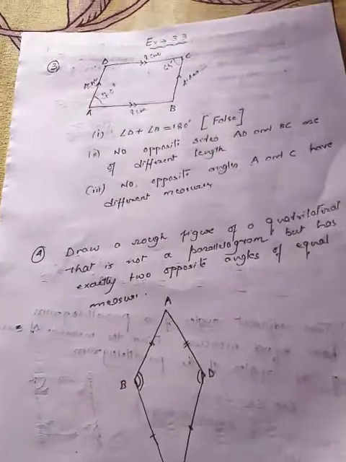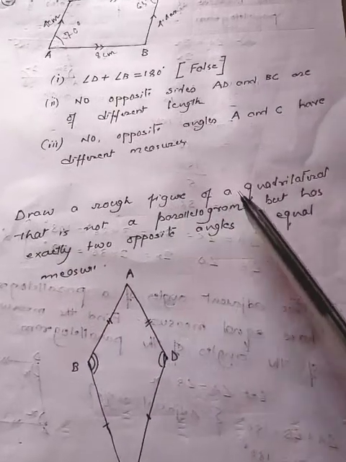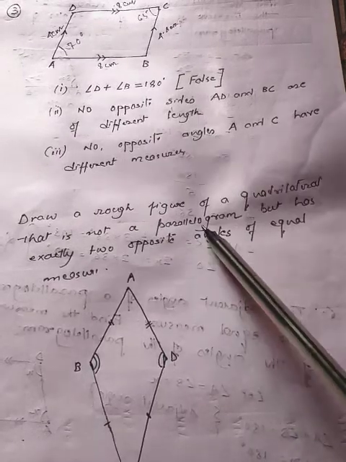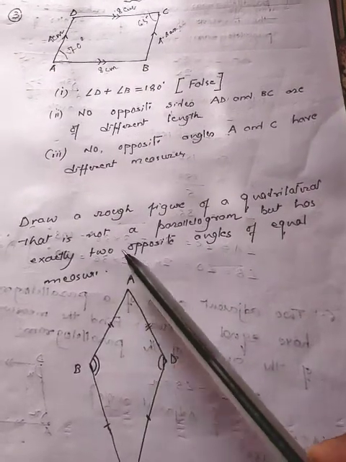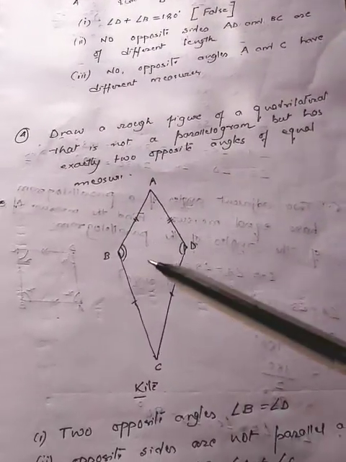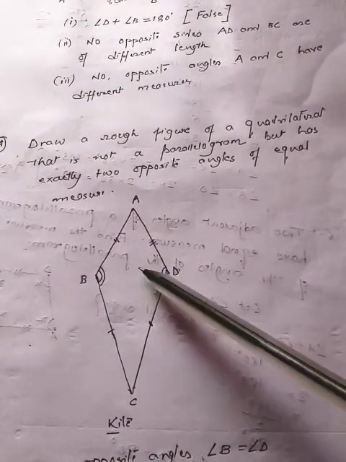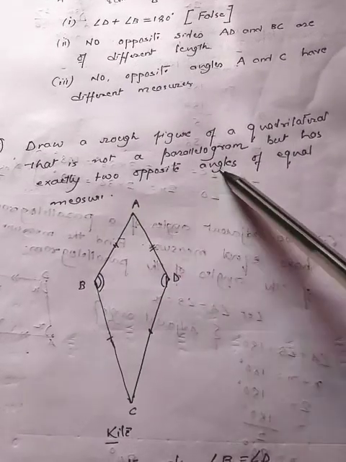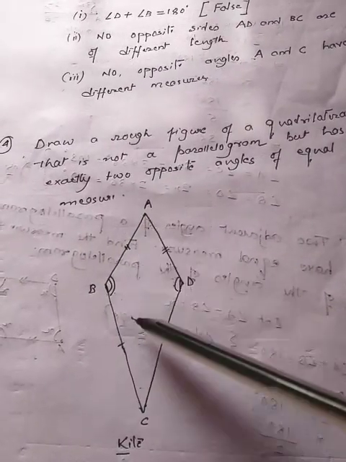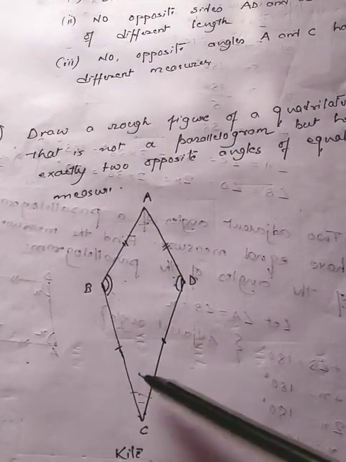Okay, now let's move on to question number 4. Here I have written the question: draw a rough figure of a quadrilateral that is not a parallelogram but has exactly two opposite angles of equal measure. That is, the two opposite angles should be equal to each other. So this is a right example for it: a kite. In the kite, these two angles are opposite to each other. These are opposite angles and they are equal, but these two other angles are not equal. Only one pair of opposite angles is equal.